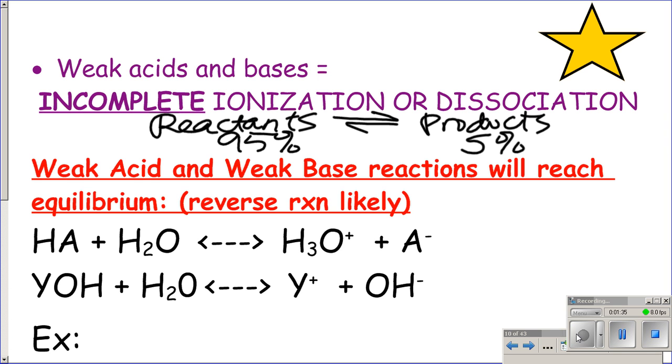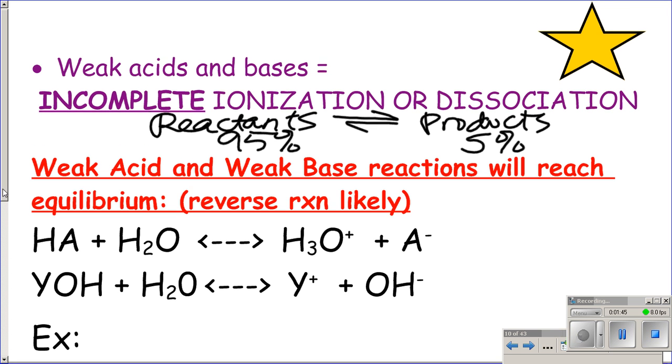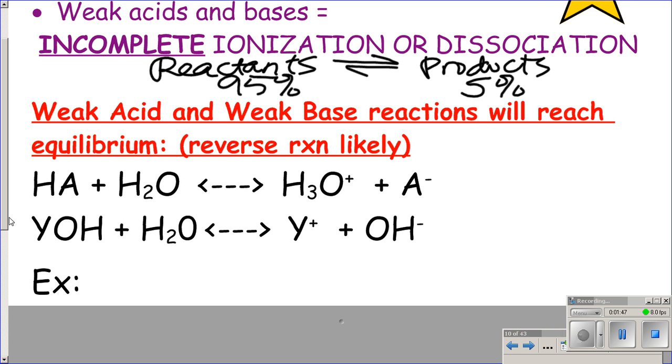The HA is just a generic way to write a weak acid. How do you know it's an acid though? Straight off the bat, it's got an H in the front, and when it reacts with water, it does so reversibly with a two-headed arrow to make a little bit of the hydronium and a little bit of whatever this anion is here. So yet again, you could say, like 2% of the products are here and 98% of reactants are left. That's what I just did in a simpler way up here. Same thing with base. It will go reversibly. So those are the two types of reactions you might see.